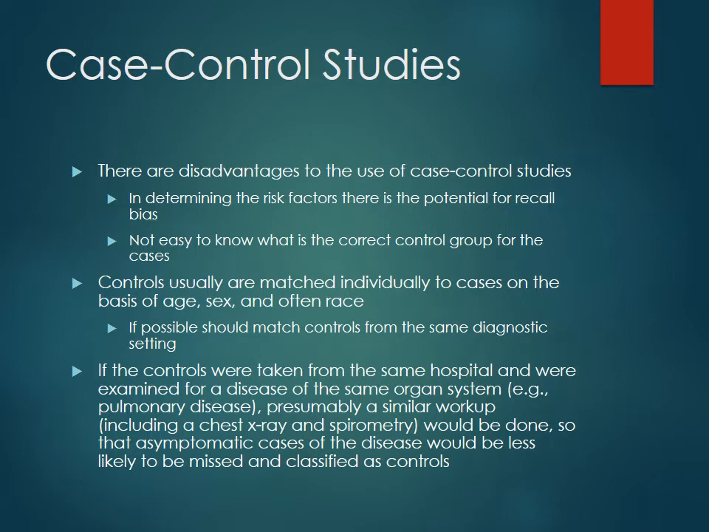Controls are usually going to be matched individually to the cases based on age, sex, and often race. And you really should try to control for as many factors as you can. So, for instance, you should be matching controls from the same diagnostic setting. If you were looking at controls taken from the same hospital that were examined for a disease of the same organ system, say pulmonary disease, presumably a similar workup, including chest X-ray and spirometry, should be done for those asymptomatic cases to make sure we were not having some detection bias, and make sure we weren't missing some outcomes based on that. So the better you can define those controls and make sure they're similar to your cases, the better.